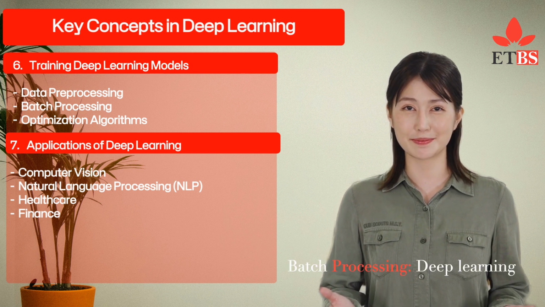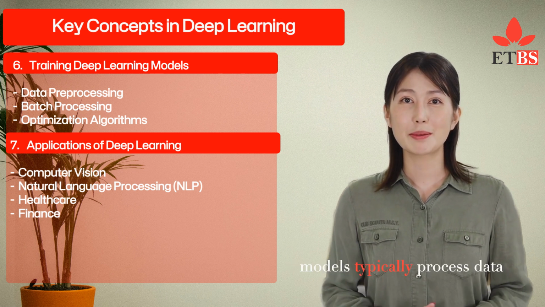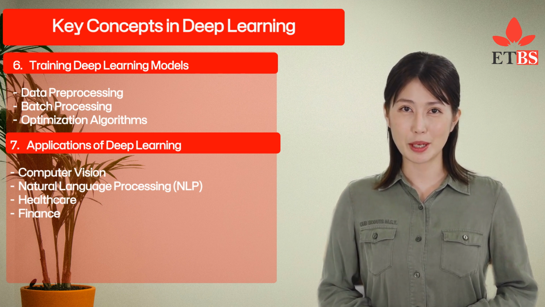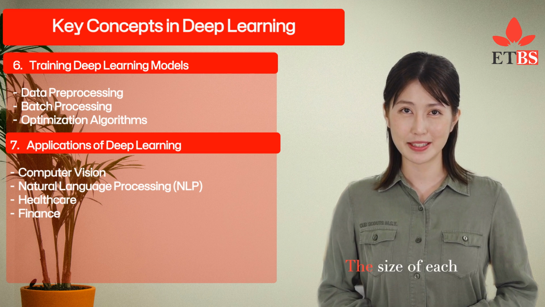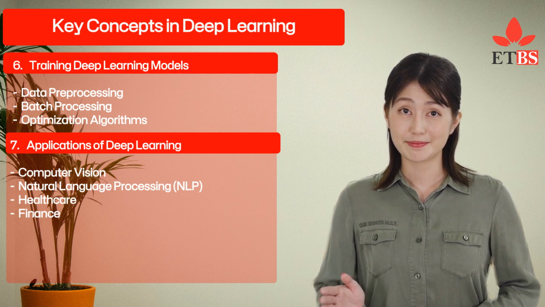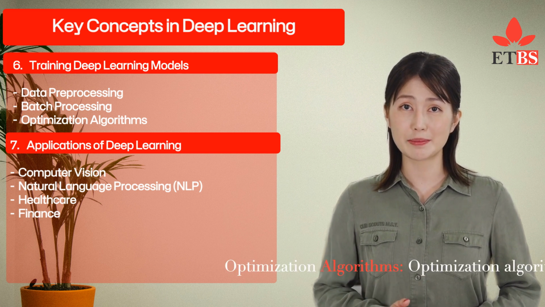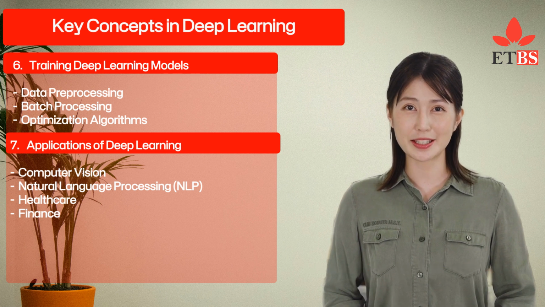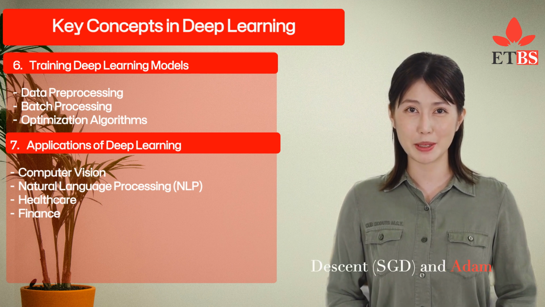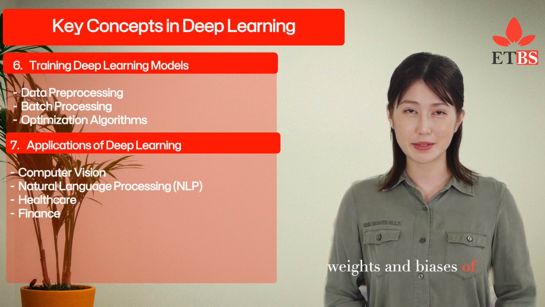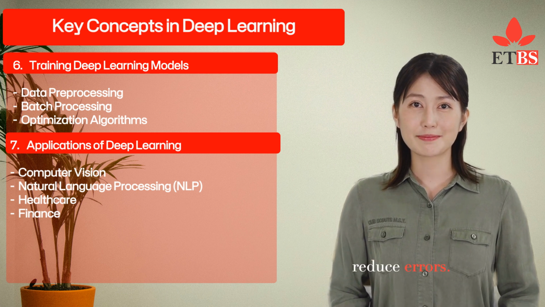Batch processing. Deep learning models typically process data in batches to improve training efficiency and reduce memory usage. The size of each batch can affect training speed and performance. Optimization algorithms. Optimization algorithms such as stochastic gradient descent, SGD, and Adam are used to minimize the loss function during training. These algorithms adjust the weights and biases of the neural network to reduce errors.